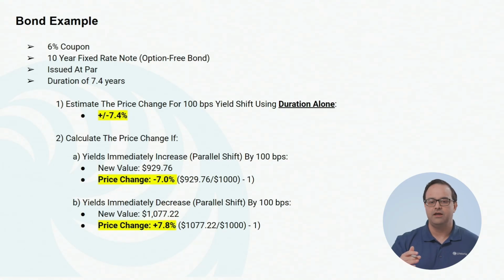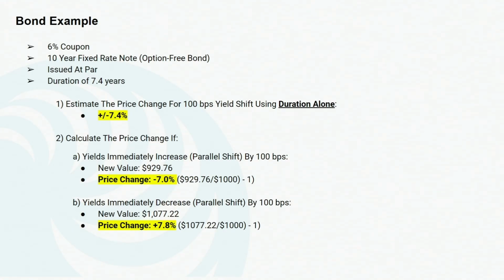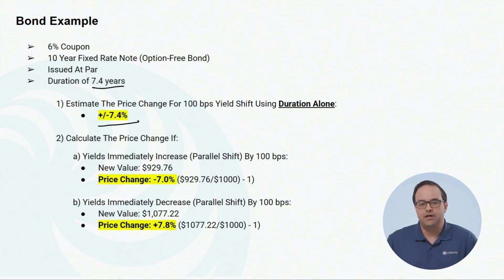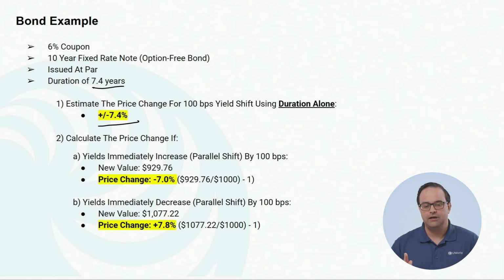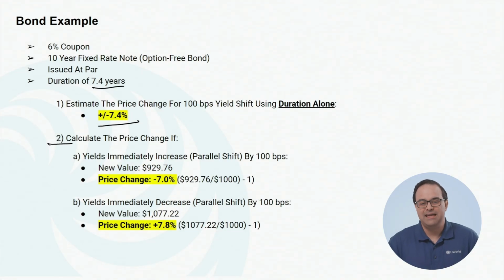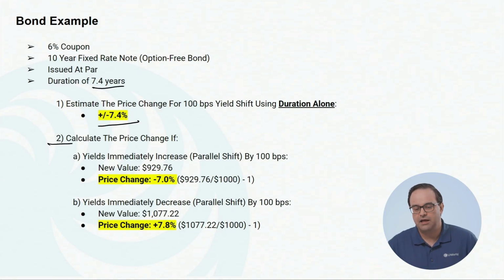And that's simply taking the 100 basis points, or 1%, times your 7.4-year duration, to estimate the price change. So I use the word estimate because duration can be a helpful metric for a rough approximation for a shift in interest rates. However, as we'll see in part 2 of this example, this is a non-precise estimate.